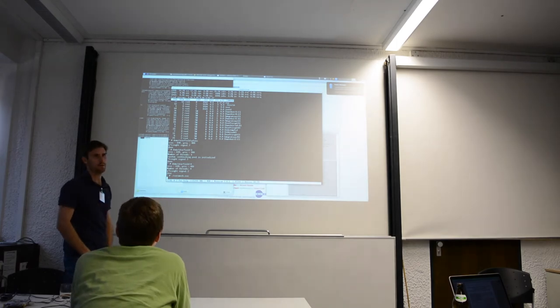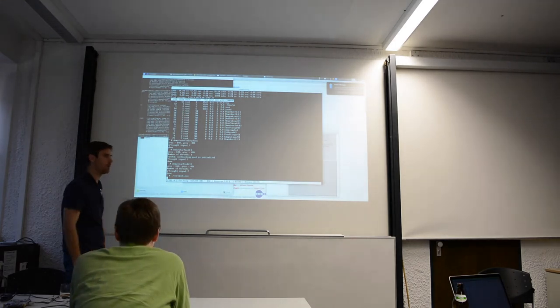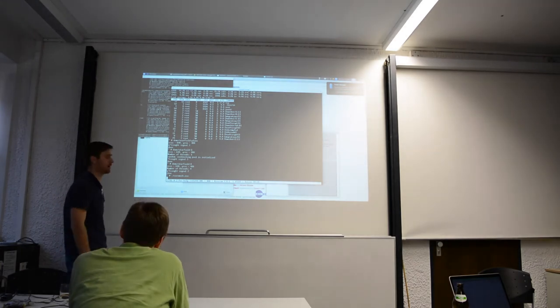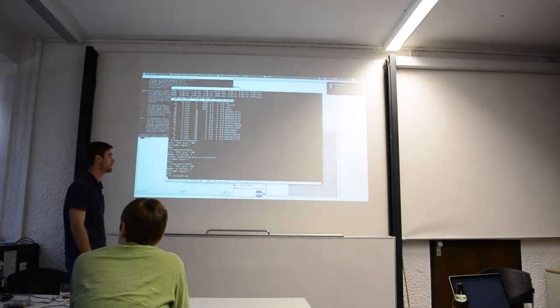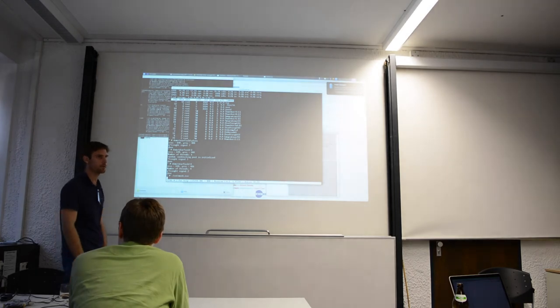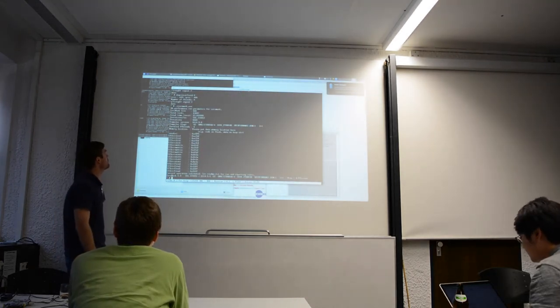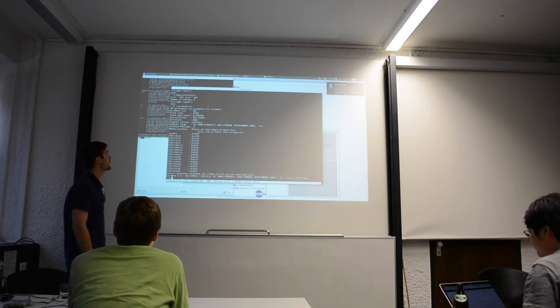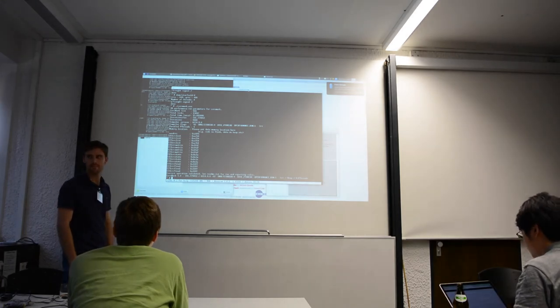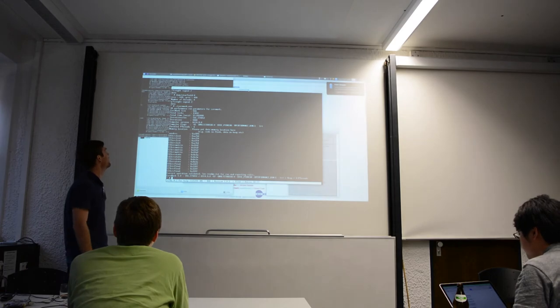I think the CoreMark on one CPU is around 80. It's running at 50 megahertz, this SoC, so around 80 is the normal score, 85 something. So with four cores we get 360.